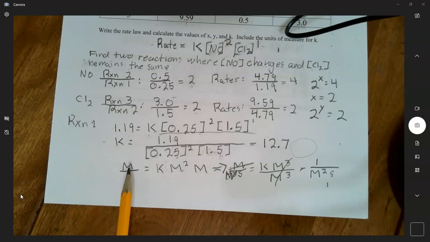The way you get the units of measure is rate is always molar per second. That never changes. Here we have K, and here we have the molarity squared, because that's what this is. It's a molarity for NO squared. Here we have the molarity of Cl2 to the first power. So you say K times M squared times M is going to equal M over s. So M squared times M equals M to the third. So what we do is we just divide both sides by M to the third.